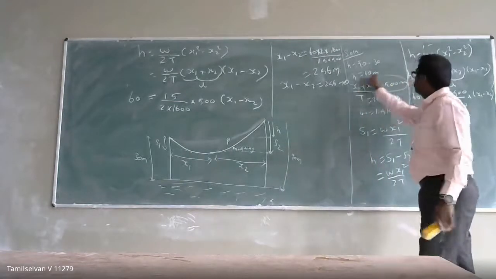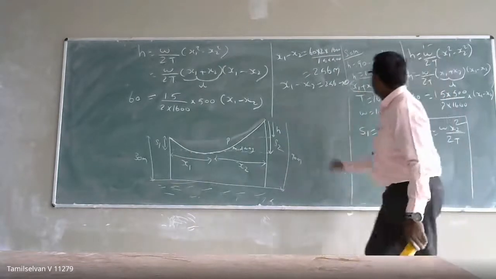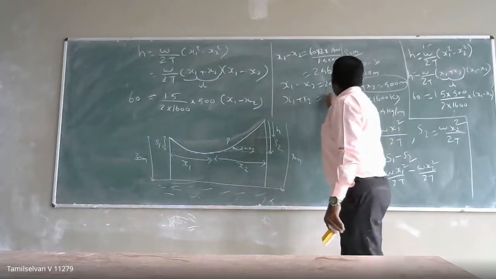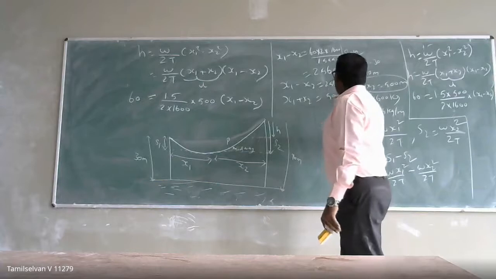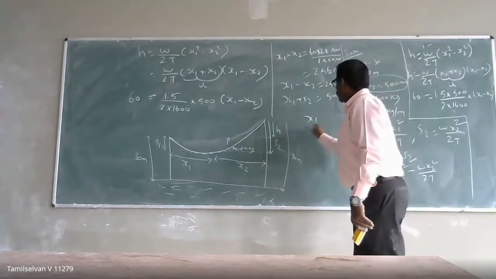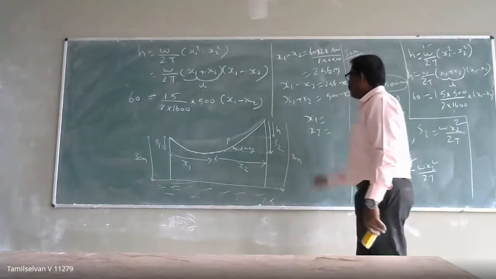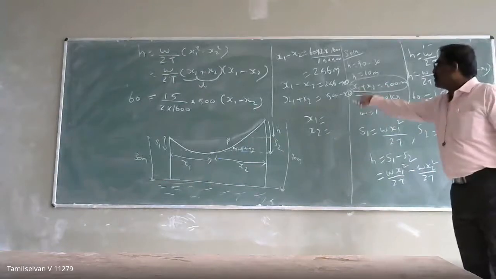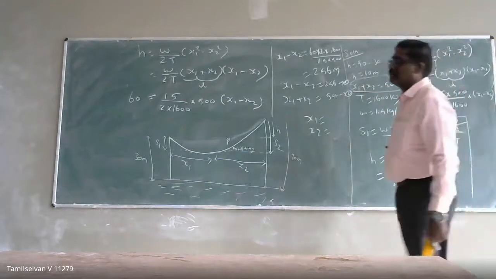And from here, the total span length, X1 plus X2, is equal to 500. This is equation 2. Solve equations 1 and 2 and find the values of X1 and X2.